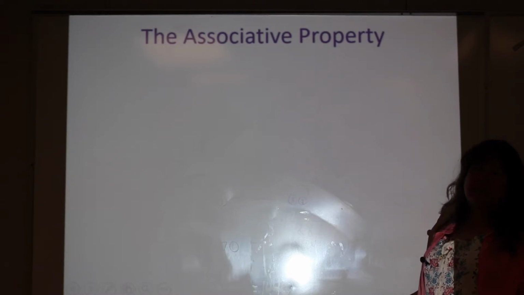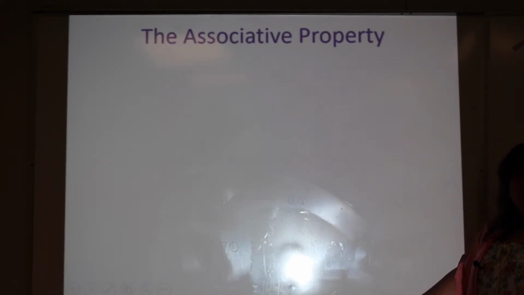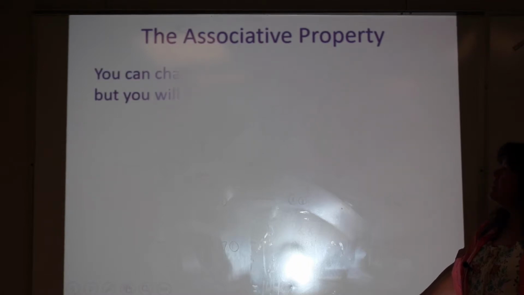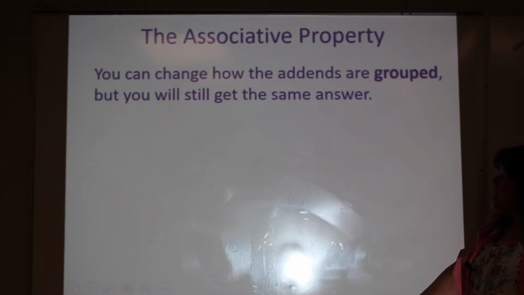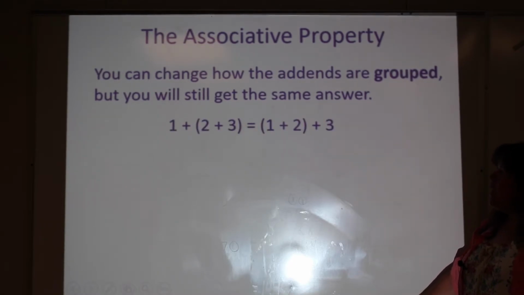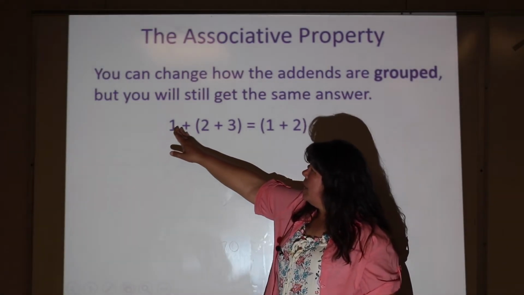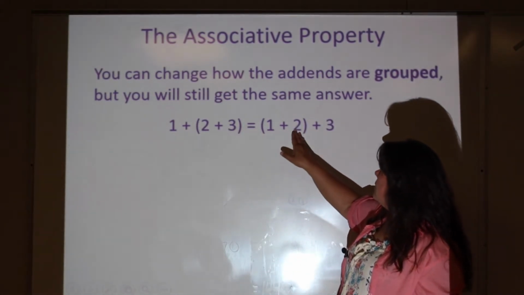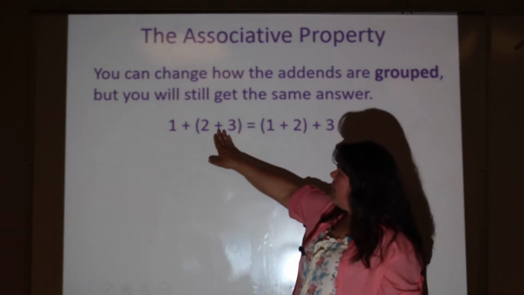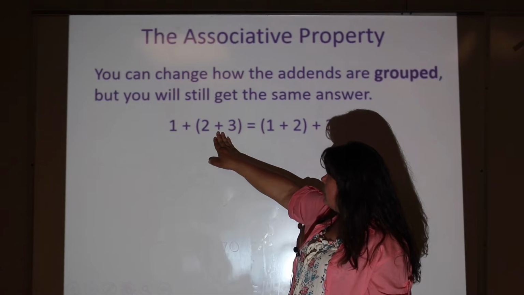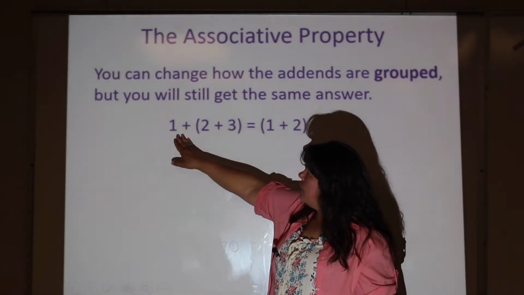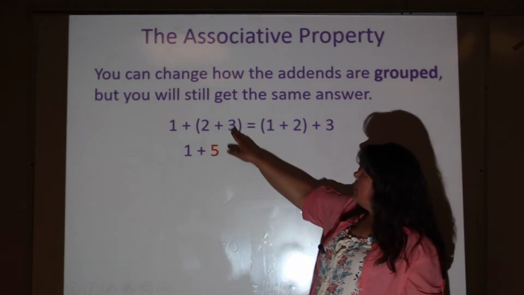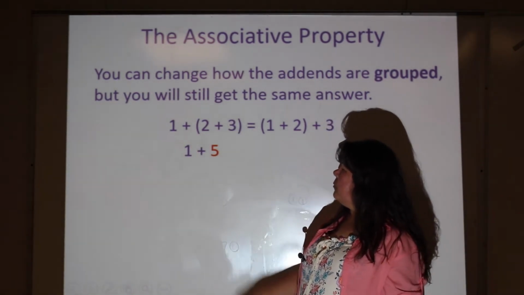Then we have the associative property. So associative property. Hopefully you're thinking about multiplication and what it was. So it says you can change how the addends are grouped, but you still get the same answer. Just like when we did this in multiplication, I think it was last week or the week before. So I have the digits or addends 1, 2, 3. 1, 2, 3. But I want to add these first, so I get 2 plus 3, and then I can add the 1. So I get 5, and then I'm still going to add the 1.